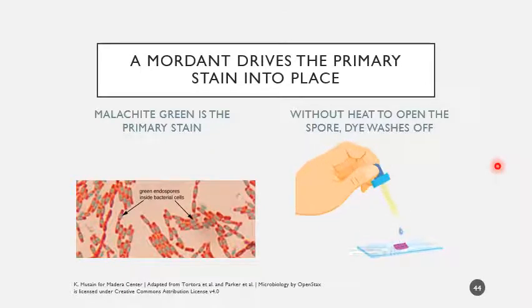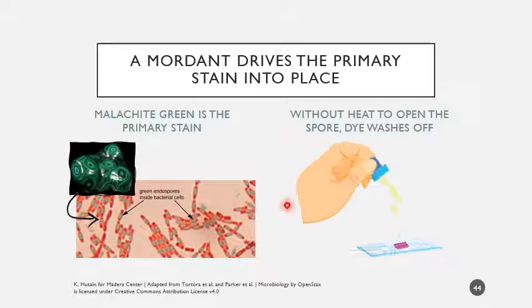Steam heat is very hot and it really breaks open that cell so that you can drive that primary stain into place. The primary stain is called malachite green. It's not actually from the malachite stone, but malachite stone is this really pretty green color and the dye is a similar color. So unless you have that consistent sustained heat while you're applying the primary stain, as you add the water to kind of rinse off the primary stain before you do the counter stain, it's just going to wash off.